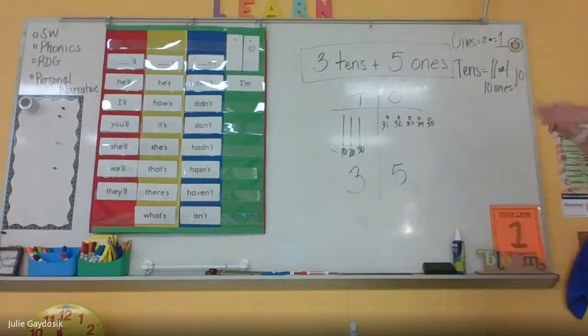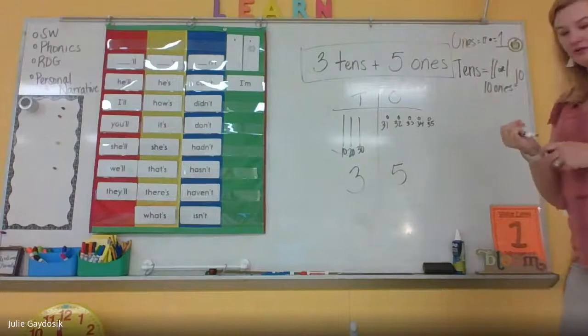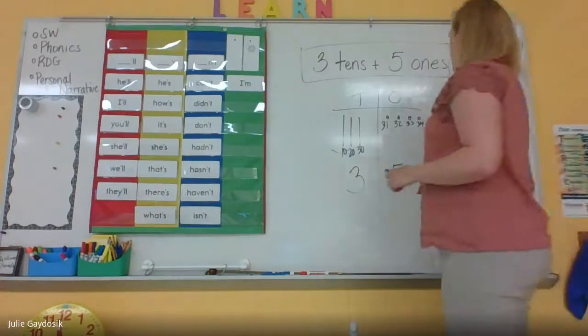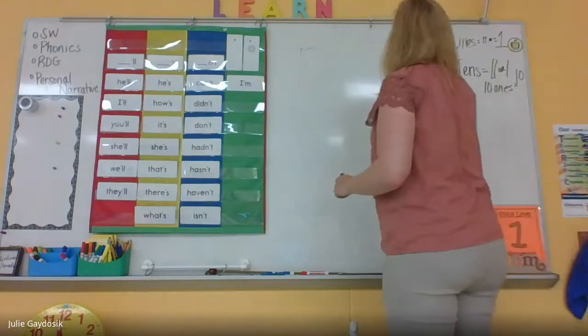So if you had a problem like this that said 3 tens, 5 ones, this is what I want you to do. I want you to show your work with base 10 blocks and then tell me the total value of this number sentence here. All right, let's try another one. I would like you to write this one down.